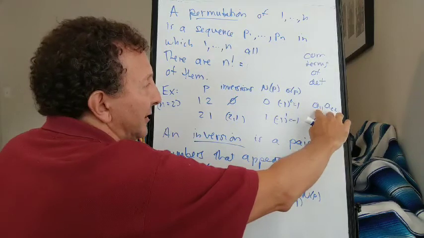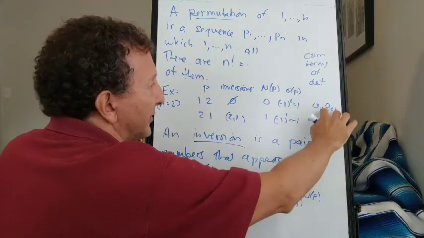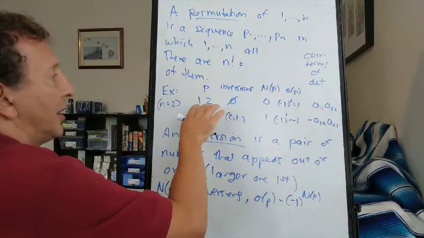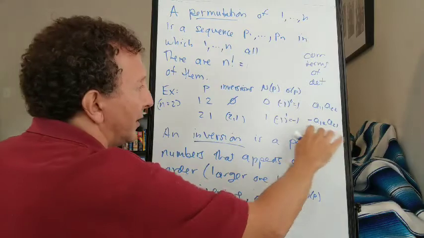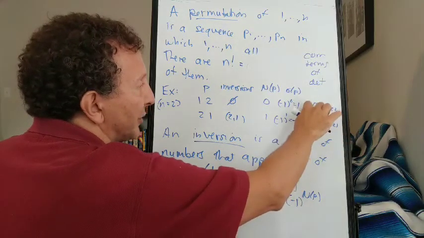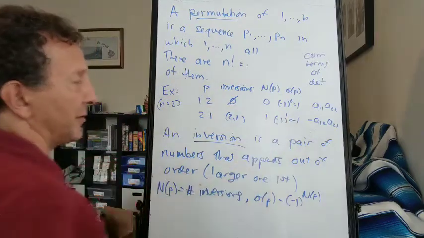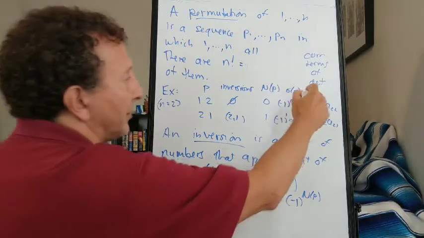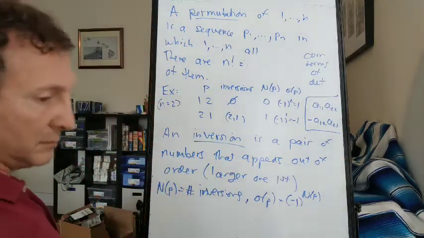So the first indices on the entries are always 1, 2 in that order. The second indices are named after permutations, so 1, 2, or 2, 1. And then the sign, this one comes with a positive sign, that one comes with a negative sign, comes from negative 1 to the number of inversions. So this is the determinant here, the 2 by 2 determinant.